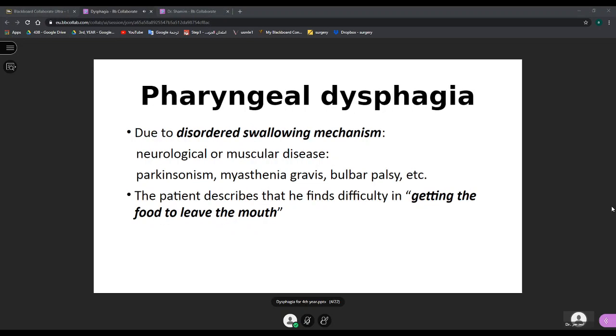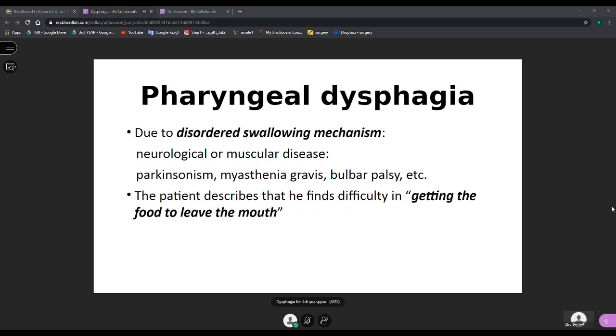So now, to make it easy for you to understand the clinical features of each entity, we're going to consider pharyngeal dysphagia alone, and then we'll talk after that about esophageal dysphagia, because the etiology differs depending on the level of the pathology, or which dysphagia the patient is having. Let us first of all start with pharyngeal dysphagia.